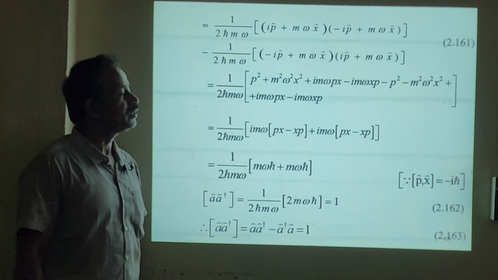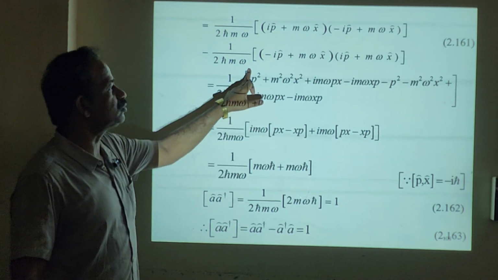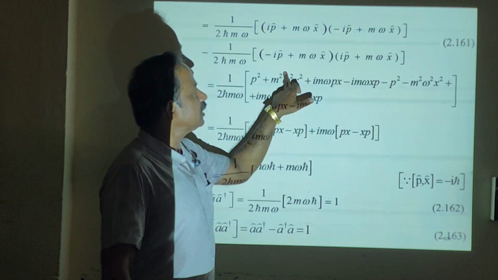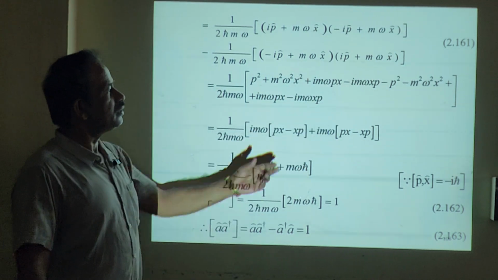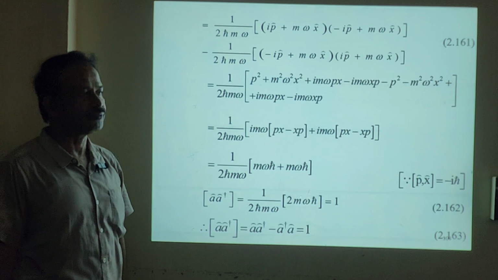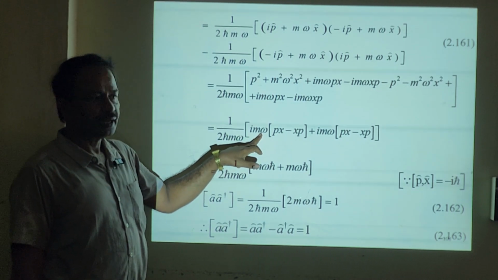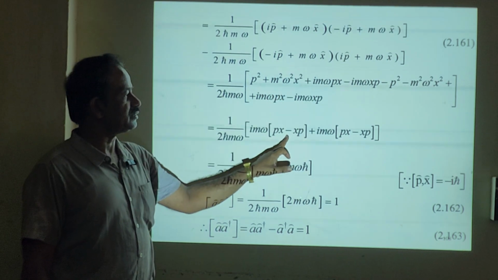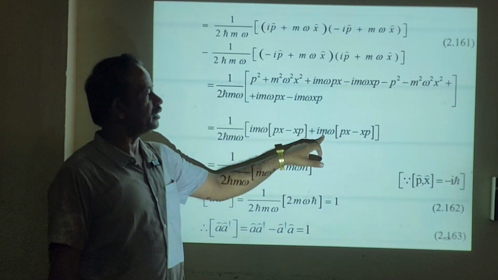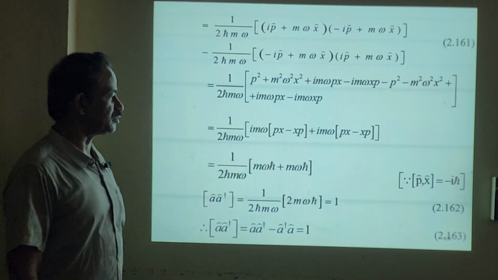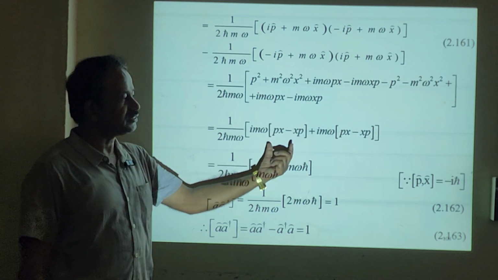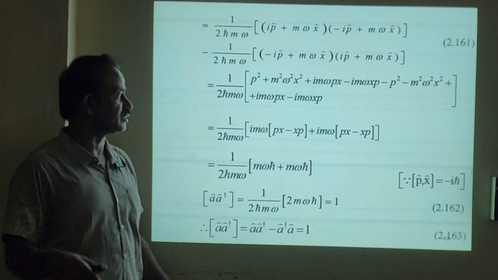Is it okay? Now just take off the common terms. So p squared will go off, m squared omega squared x squared will go off. We have only 4 terms remaining. You pull common terms out: i m omega, px minus xp, and here i m omega, px minus xp. Px minus xp, already we know that this is minus i h cross. You substitute here.